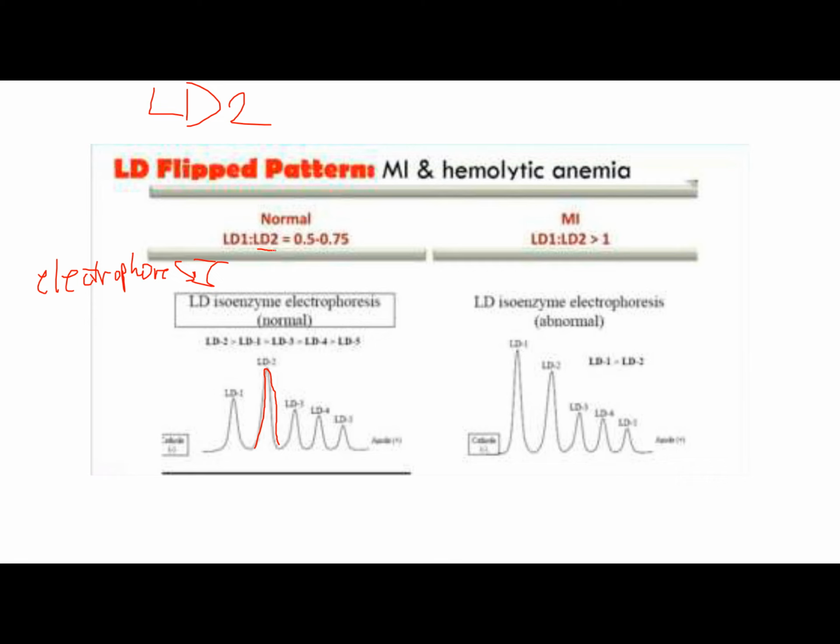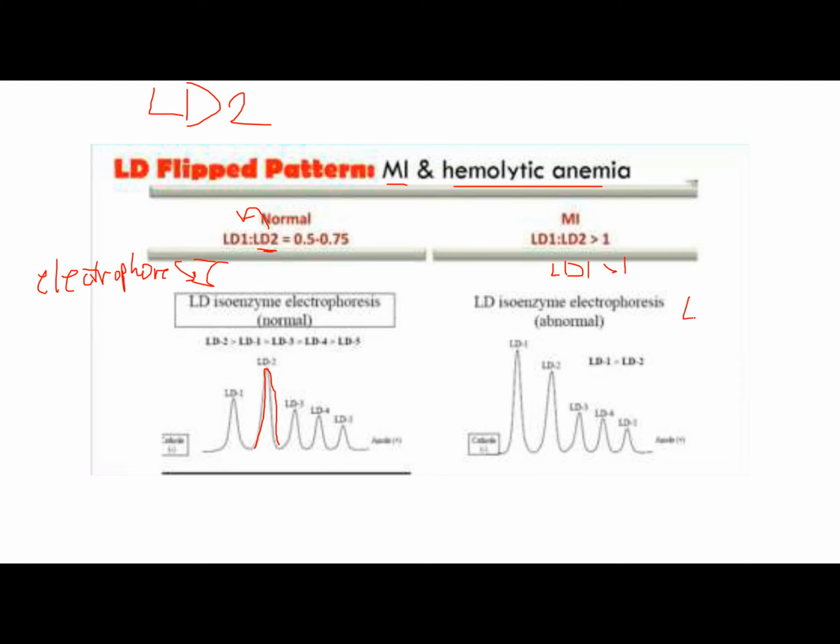So, in a normal ratio of LD1 and LD2, class, LD2 is always higher. But there's this so-called flip pattern. Now, this flip pattern is usually seen in myocardial infarction and hemolytic anemia. Sa flip pattern, class, bumaliktad siya. In a flip pattern, it is your LD1 that is higher, greater than 1 siya.